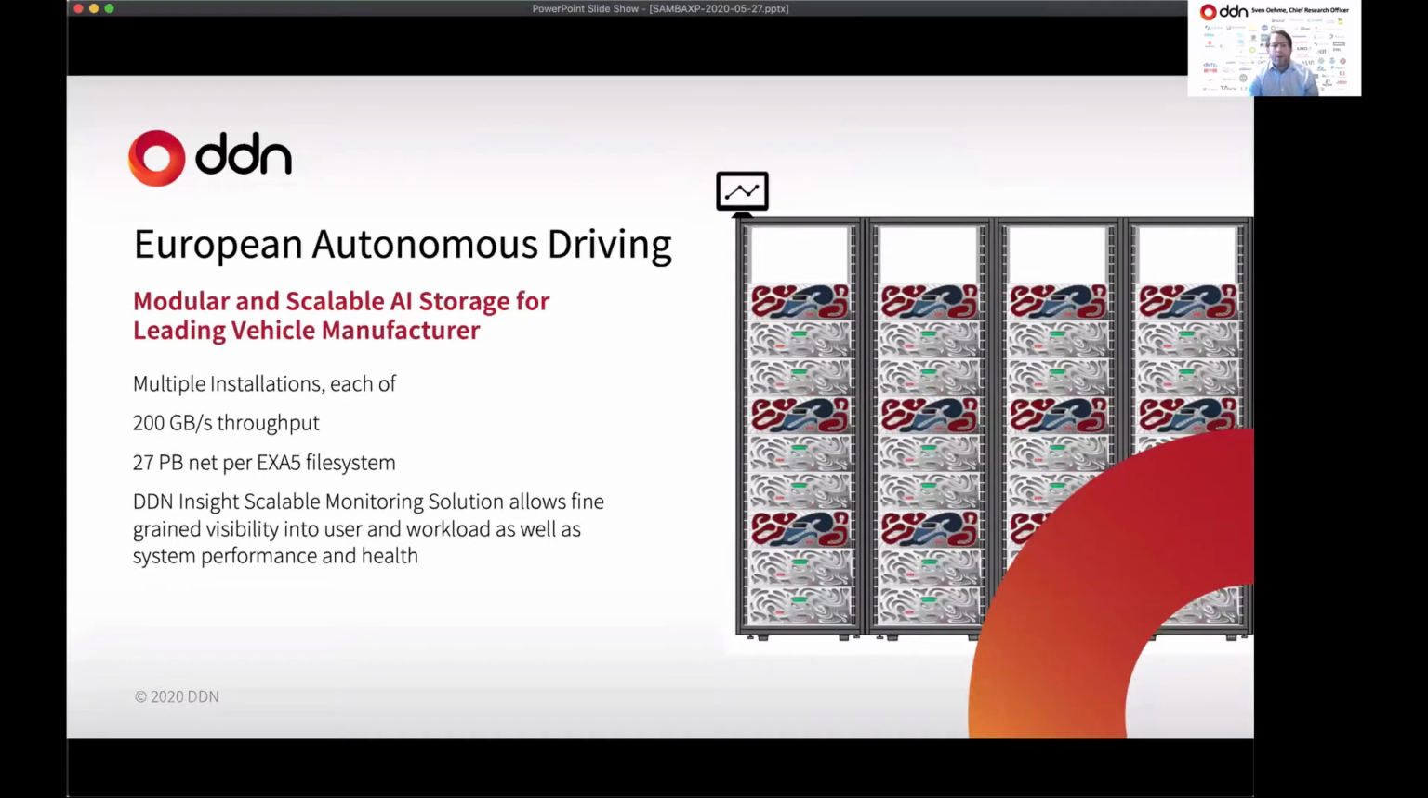So European autonomous driving, pretty much the same story. The customer needed multiple installations. They didn't want to just deploy one very large system. They wanted to deploy multiple systems at a certain size. So they picked 27 petabytes and 200 gigabytes per second throughput as their optimized building blocks. And then we deployed several of them into the system. And we have a very efficient monitoring system in place around that to monitor multiple or single individual instances, with in-depth visualization of performance and availability data across the entire system.